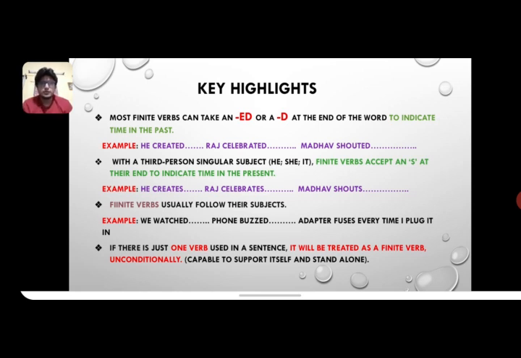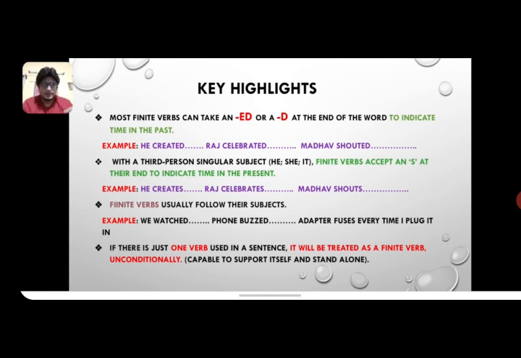Like we watched. Now we watched a movie, we watched somebody walk around something. We can watch anything, absolutely anything, right? So we watched. Watch tells you WATCH, and that ed at the last, as the suffix, indicates that the action has been done in the past and it's done now. The phone buzzed. Adapter fuses every time I plug it in.